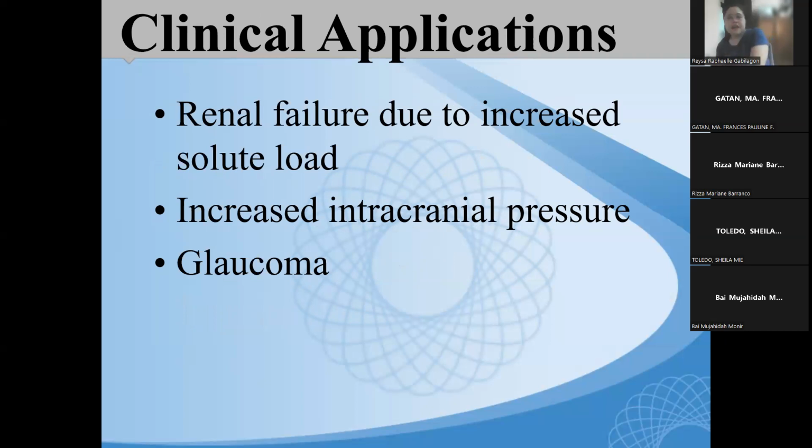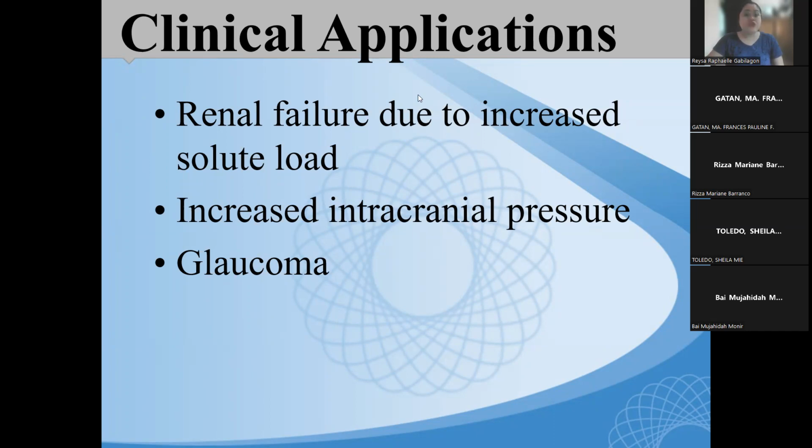We have here renal failure due to increased solute load. When there are too many solutes, whether it is sodium or other ions, and it becomes too much in the kidneys, that may lead to kidney failure. So we can give mannitol, class, to dilute it. That water will move to the kidneys and dilute the solute load in the kidneys.